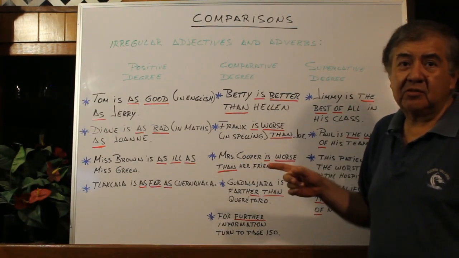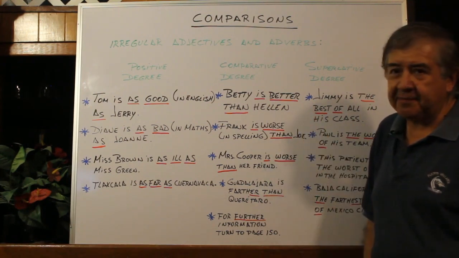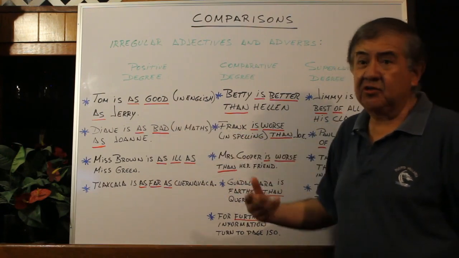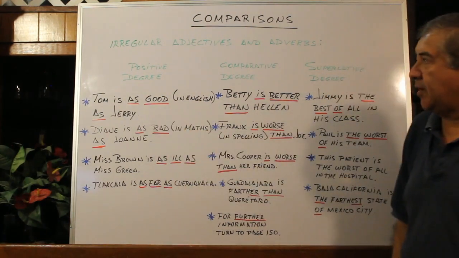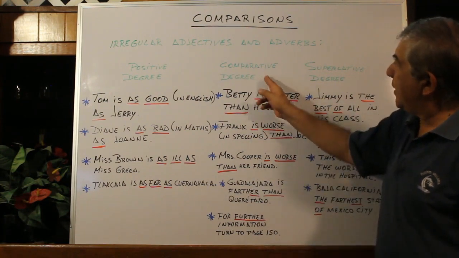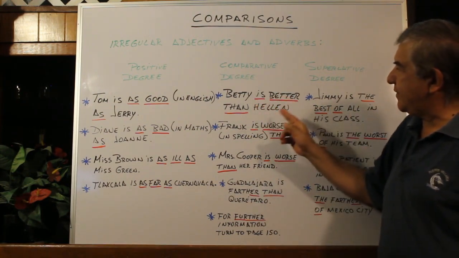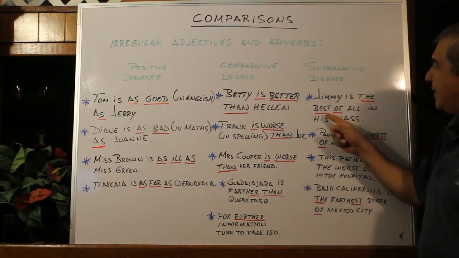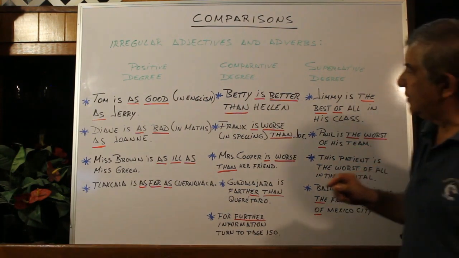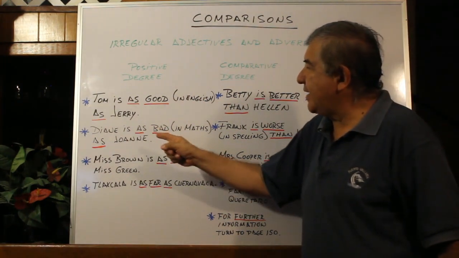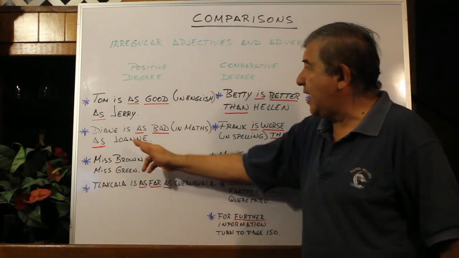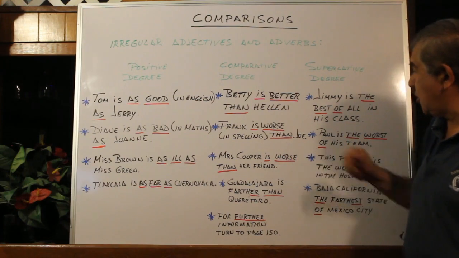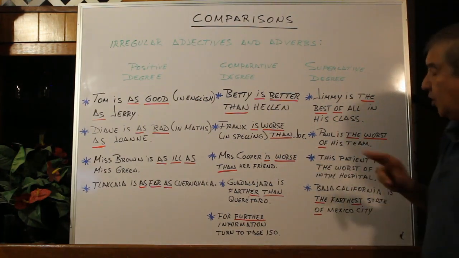Here we have some examples with irregular adjectives and adverbs. In the positive degree, we have Tom is as good, in English for example, as Jerry. Both of them are good. In the comparative degree, we have Betty is better than Helen. And the superlative degree, Jimmy is the best of all in his class. With the adjective bad, Diane is as bad, for example, in mathematics, as Joanne. Frank is worse in spelling, for example, than Joe. And Paul is the worst of his team.